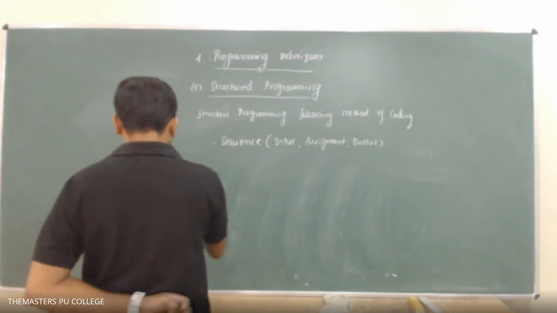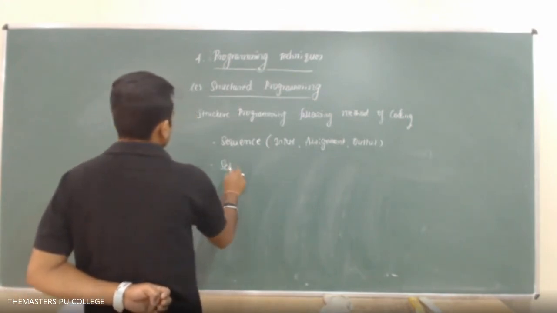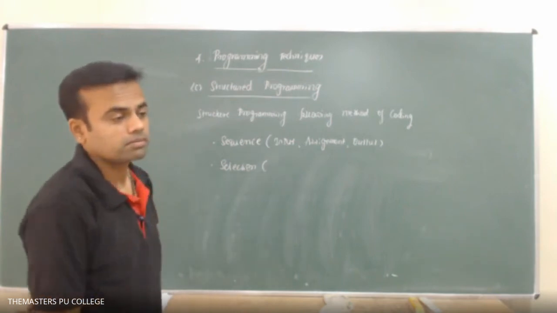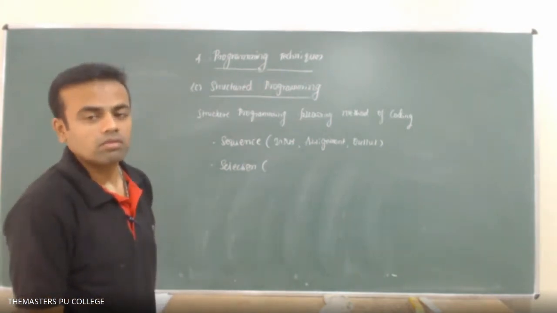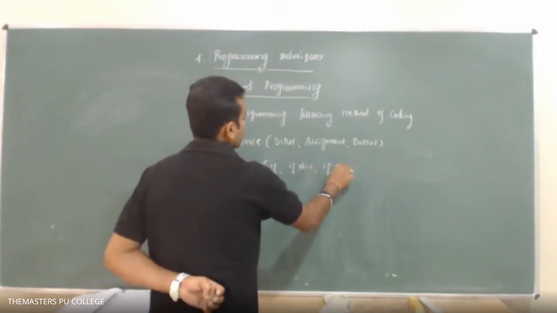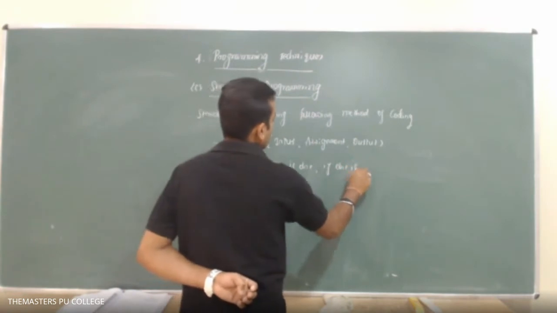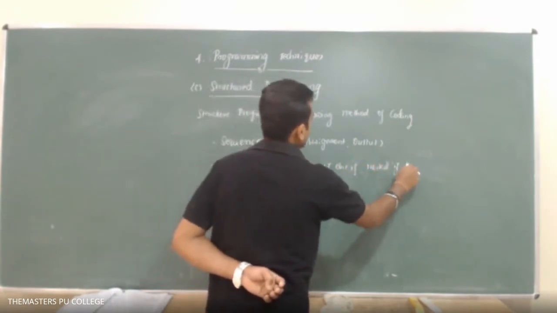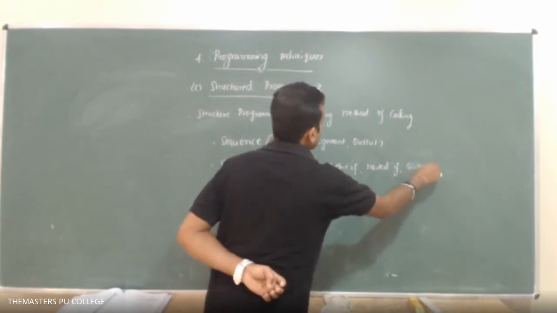The next step, selection or decision making. How many selection statements are there? Five: if, if else, else if, nested if, and finally switch. We can also call it multiple selection.